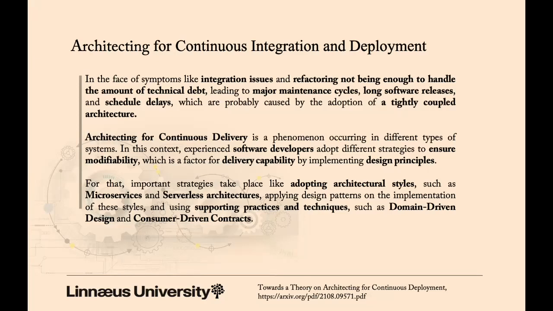But if you want to do that, your system, your software, must be able to deal with that. So it's actually an architecture concern. There must be a delivery capability. You must ensure some kind of modifiability in the software. Because if the software can't accept upgrades, well, it doesn't work. So in this case, continuous delivery is actually a concern that has to be dealt with at the architectural level.